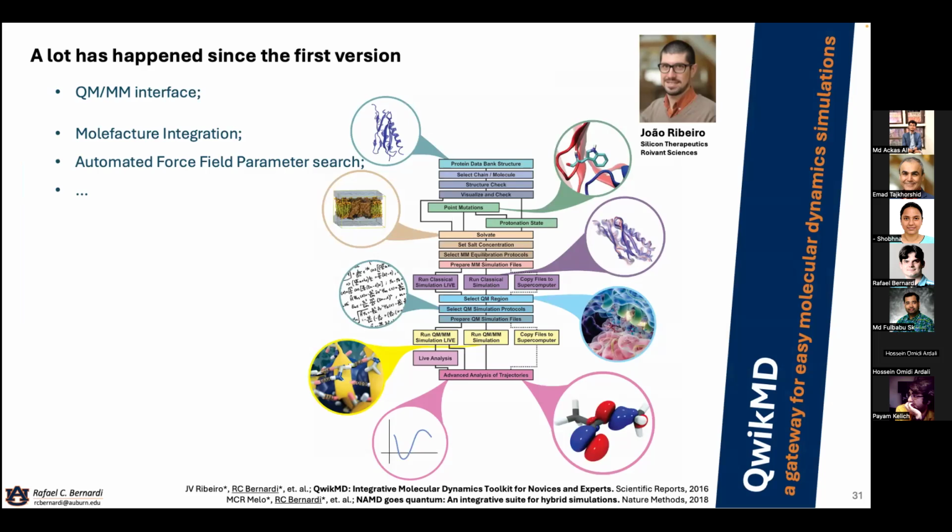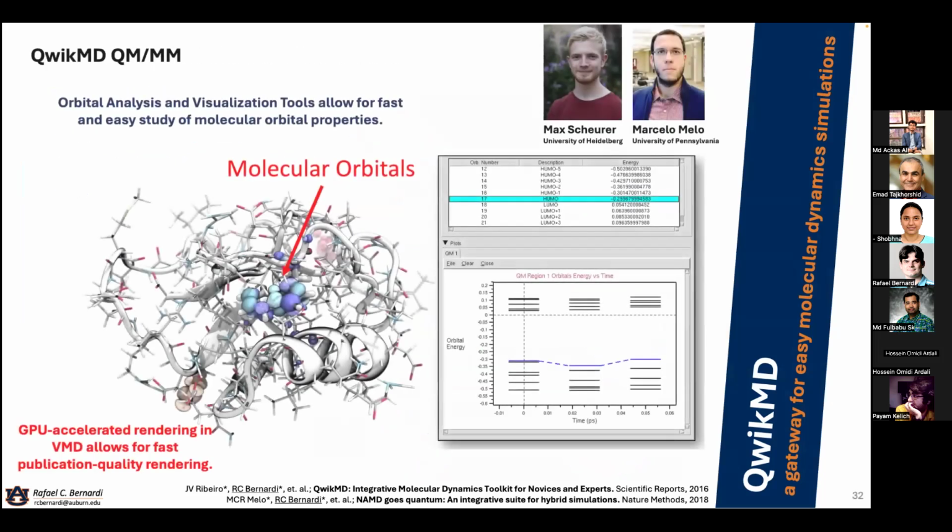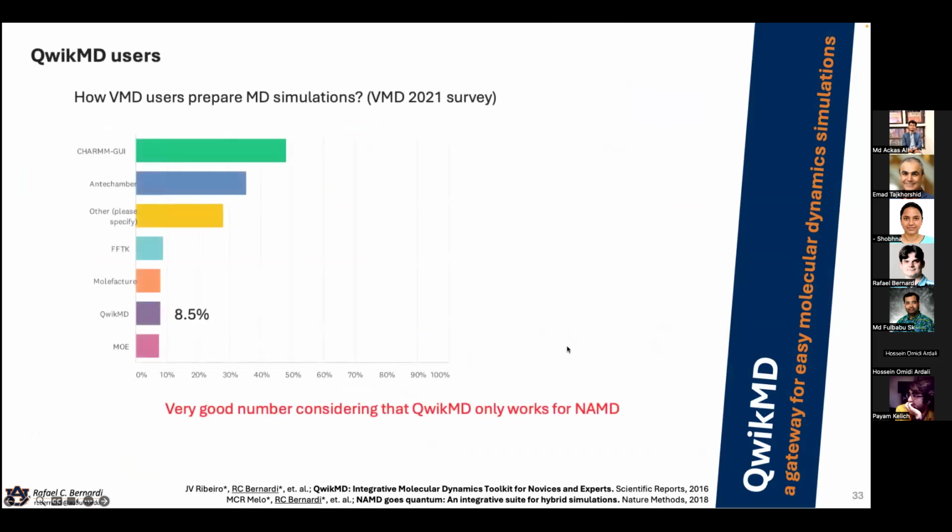It has integration for molar factor, so you can design a ligand if you want. It has automated force field parameter search using CGenFF. We also, like I said, can visualize orbitals when you're analyzing. For instance, if you have a dynamics of the QM region, you can see things like the HOMO-LUMO orbitals, how they oscillate over time, the energy, you can plot that. That's all integrated into QMD.